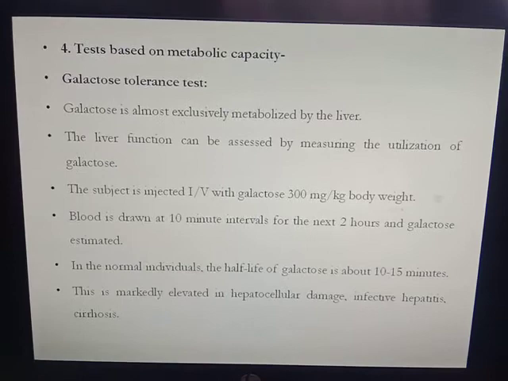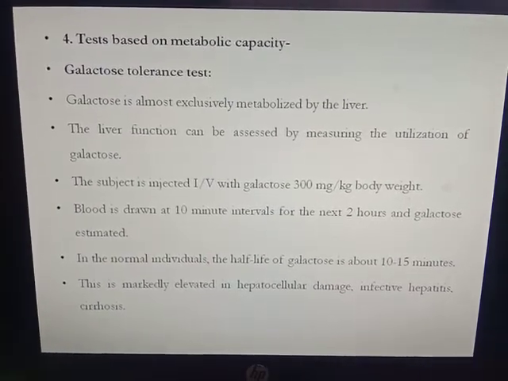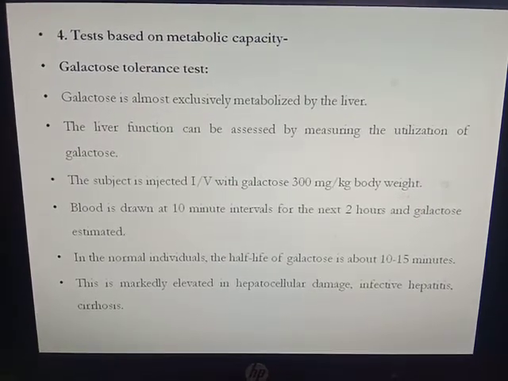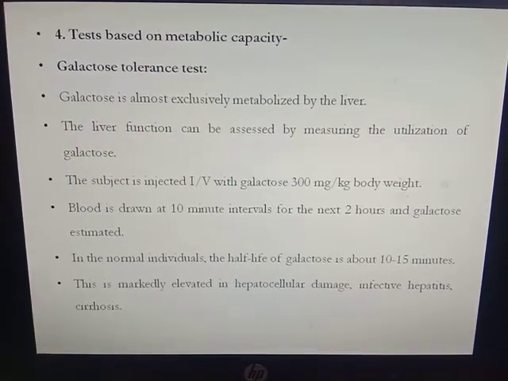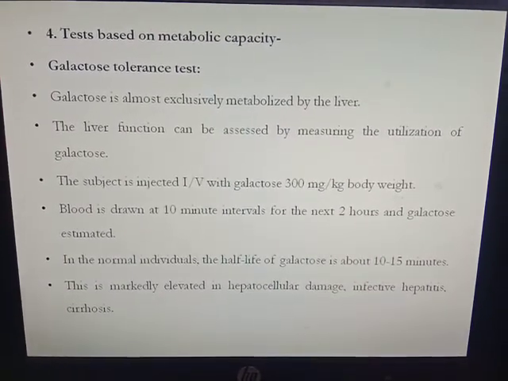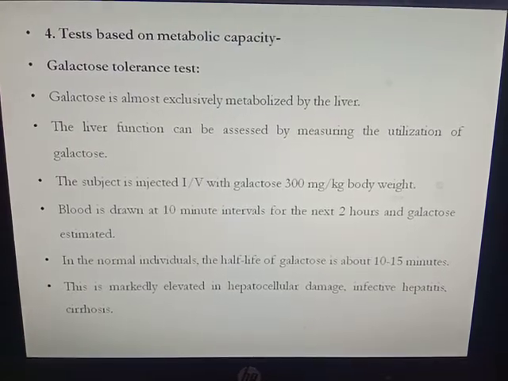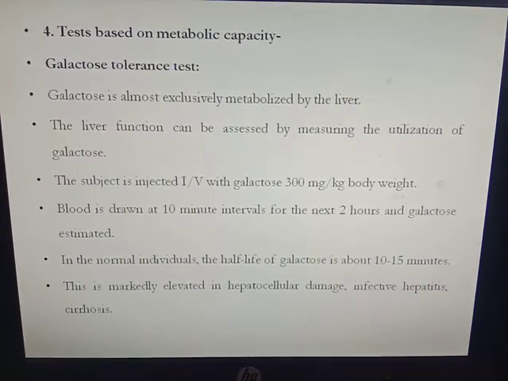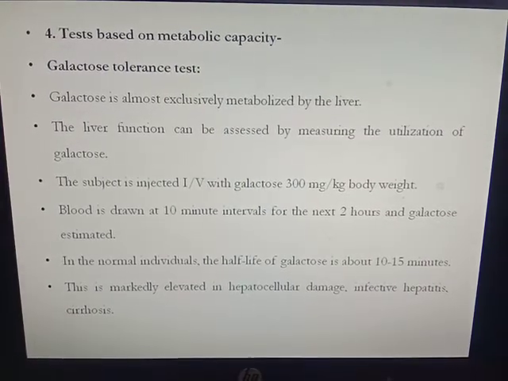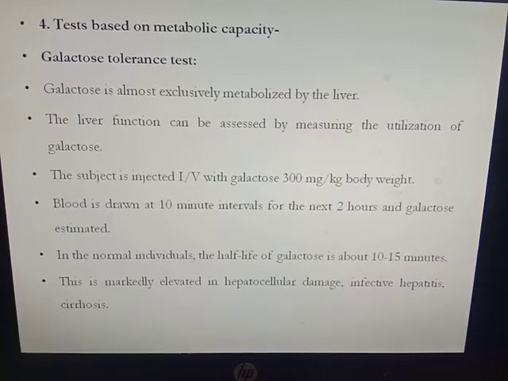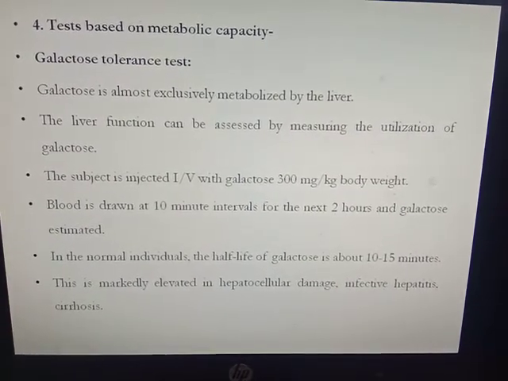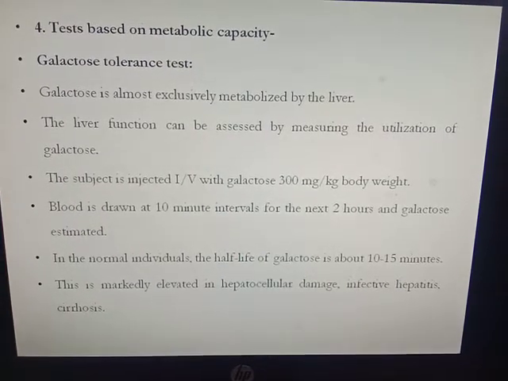Then fourth is the test based on metabolic capacities of the liver. For that, the test performed is the galactose tolerance test. Galactose is almost exclusively metabolized by the liver. The liver function can be assessed by measuring the utilization of galactose by the liver. The subject is injected with galactose, 300 mg per kg body weight, intravenously. Then blood is drawn at 10-minute intervals for the next 2 hours and estimation of galactose is done.